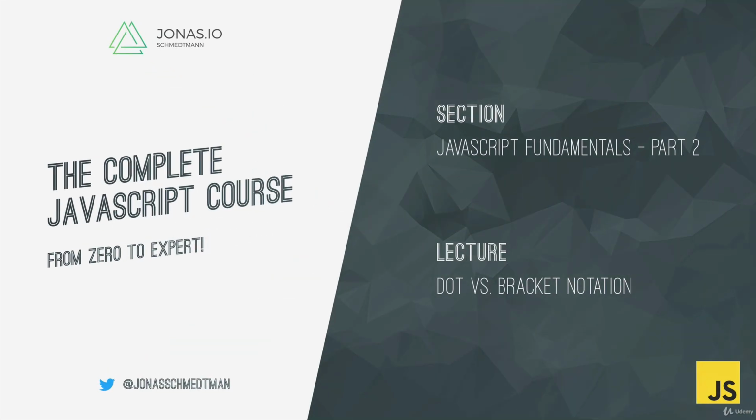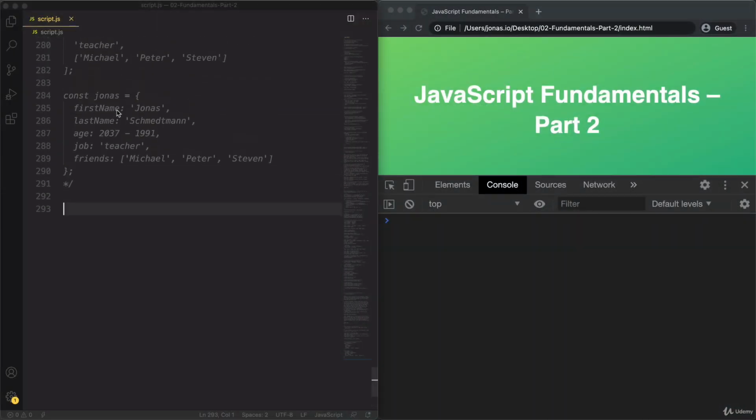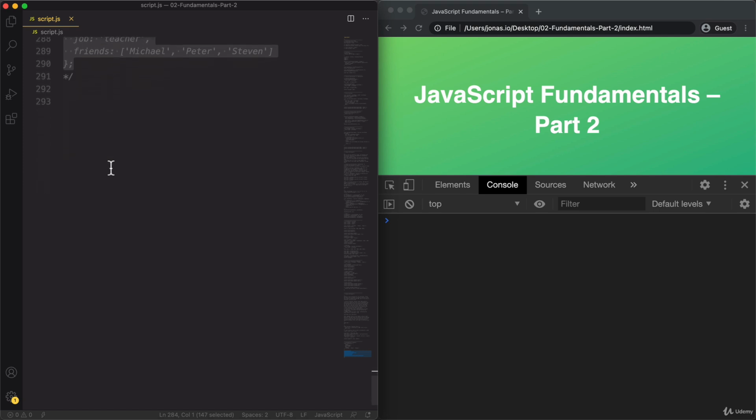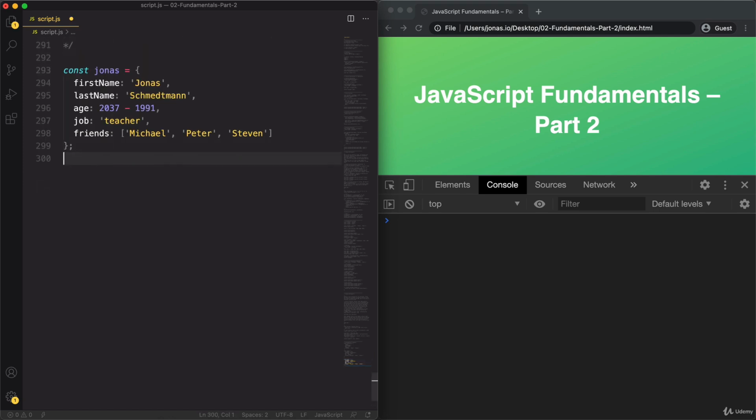In this video, you're gonna learn how to retrieve data from objects and also how to change data in objects using both the dot and the bracket notation. So let's actually get the object here from the previous lecture. So that's Jonas object. And I noticed that we actually didn't even take a look at it in the console.